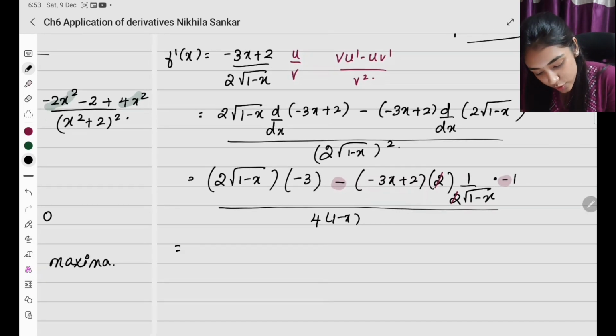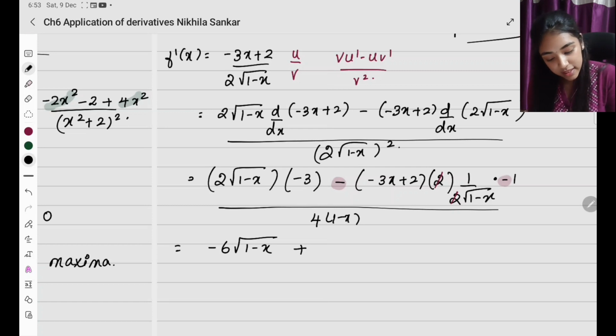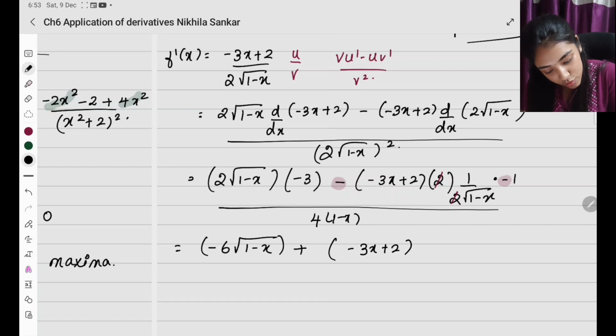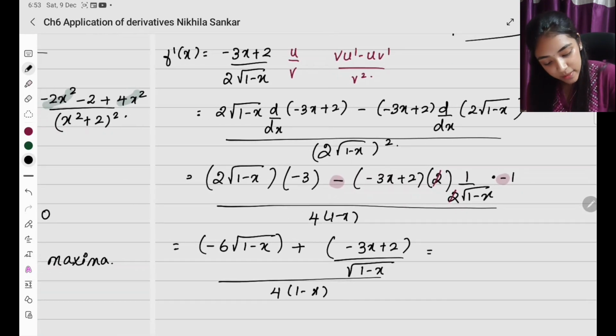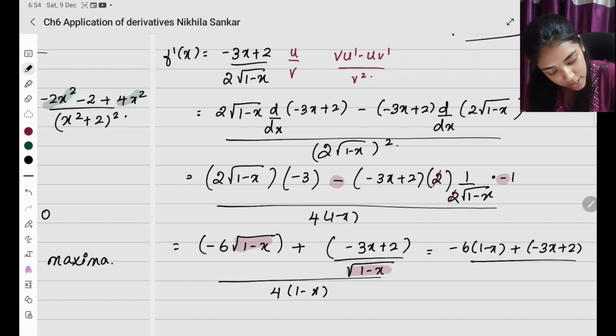Now when I multiply, I get -6 root of (1 - x), and minus minus became a plus, that became a plus, times (-3x + 2) divided by square root of (1 - x), the whole divided by 4 into (1 - x). Now when I take the LCM in the numerator, the root of (1 - x) becomes a square, so the square root goes. What do I have now? (-6 into (1 - x) plus (-3x + 2)) the whole divided by 4 times (1 - x).